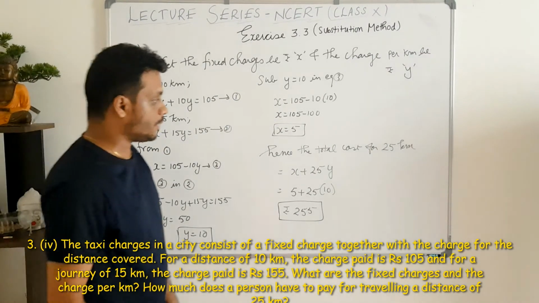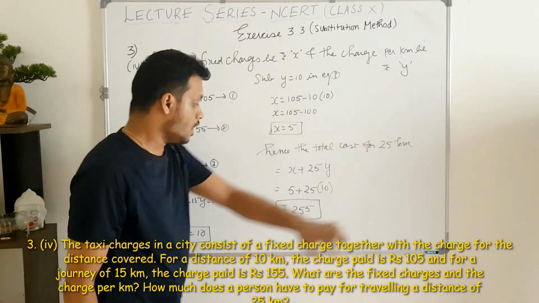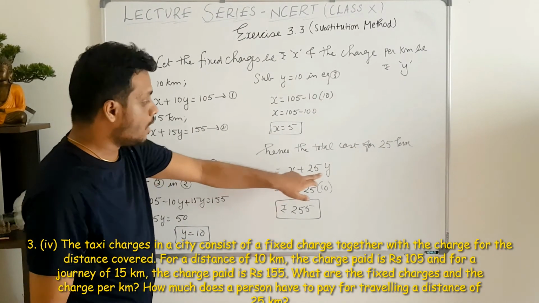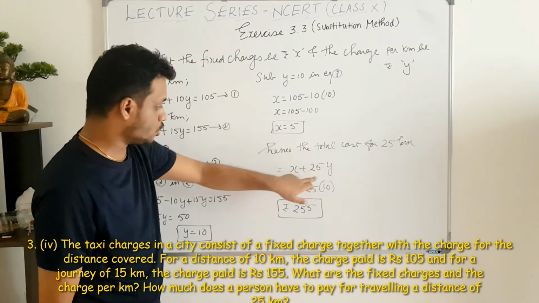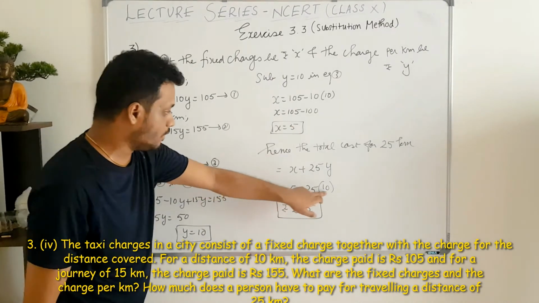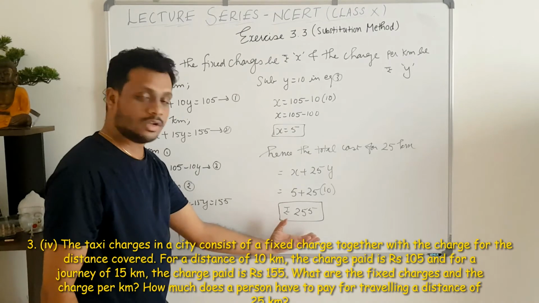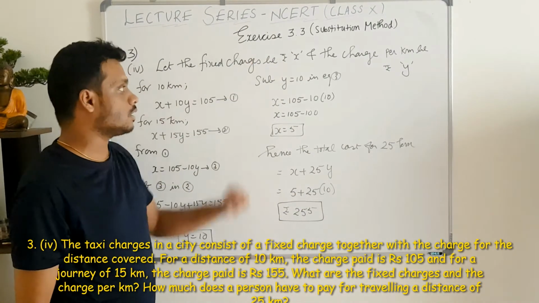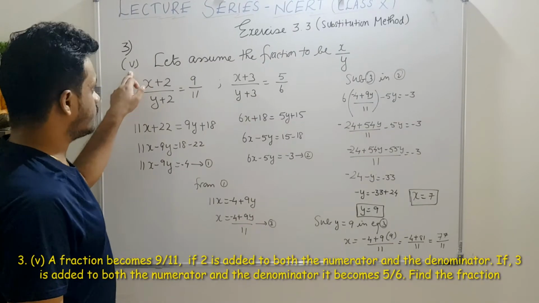And also there is another part of the question which says what will be the amount paid if they travel 25 kilometers. We know it's going to be fixed charge plus the distance traveled into the cost of 1 kilometer. So it's going to be x plus 25y. So x we have obtained as 5 and y we have obtained as 10. So it's going to be 255 rupees. So the cost for traveling 25 kilometers with this taxi fare would be 255 rupees. This is the fifth subdivision.